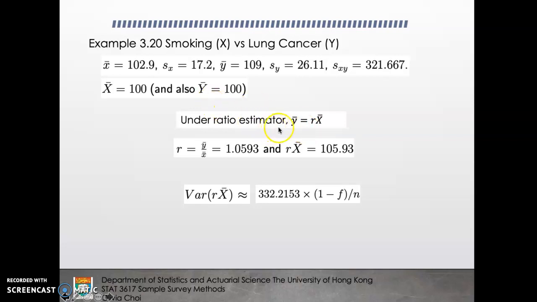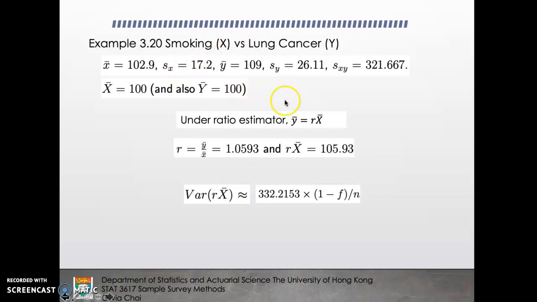Under the ratio estimator, the Y bar equals R times X bar. Then we can estimate the ratio, comparing Y bar to X bar, which is about 1.0593, and multiply it by the population true value of X bar, index 100, so that becomes 105.93. How well does this point estimate the population average of lung cancer? We look at the variance of the Y bar, or R times X bar, obtained from the ratio estimator.